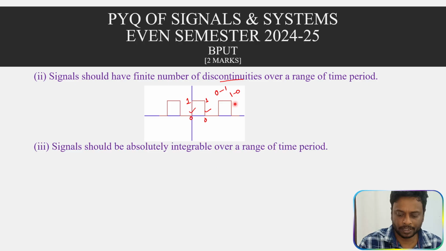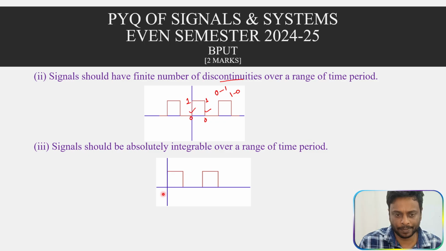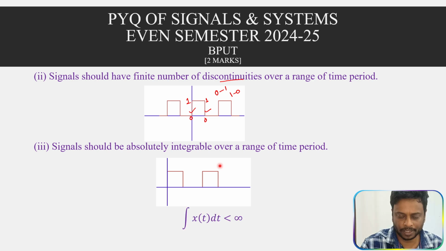The third condition is that the signal should be absolutely integrable over a range of time period. If we integrate the signal over a range of time period, the result should be finite. That is, the integration from 0 to T of |x(t)| should be a finite number.